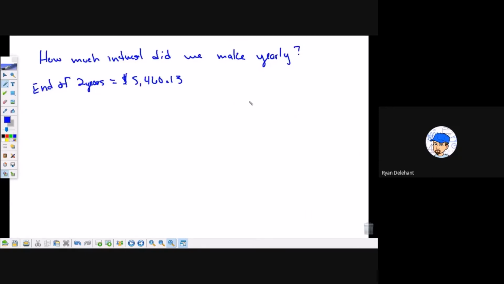Which part of this number is the interest? How much did we put in the account? We started with our initial was $5,000, right? And then that's our money. That's what we started with. Interest is how much more did they give me after this time? So if we wanted to know how much interest we made, well, we need to take what we ended with and subtract our initial amount. And that would tell us that we made $460.13 in 2 years by just leaving our money in a bank account.